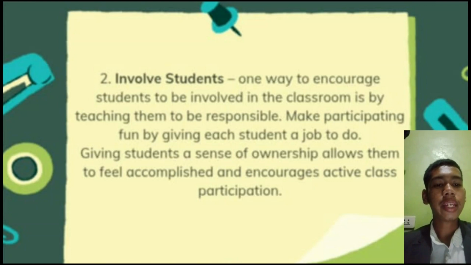Encouraging students to take responsibility in the classroom fosters engagement and motivation. Teachers can assign classroom roles to make participation fun. Give students a sense of ownership, making them feel valued and accomplished. Promote active participation, helping students stay engaged and take learning seriously. So, when students feel responsible and involved, they become more motivated, engaged, and eager to contribute.